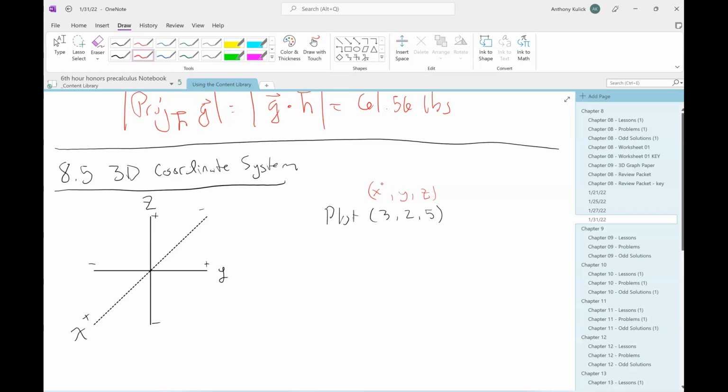So what we're going to do is start by putting 3 tick marks on the positive end of my x-axis, 2 tick marks on the positive end of my y-axis, and 5 tick marks on the positive end of my z-axis. Everybody okay there? And what I'm going to do right now is kind of build a box. So the base of my box is going to be in the XY plane. So here's one side of the base. Here's the other side of the base. And now I'm just going to draw a parallelogram.